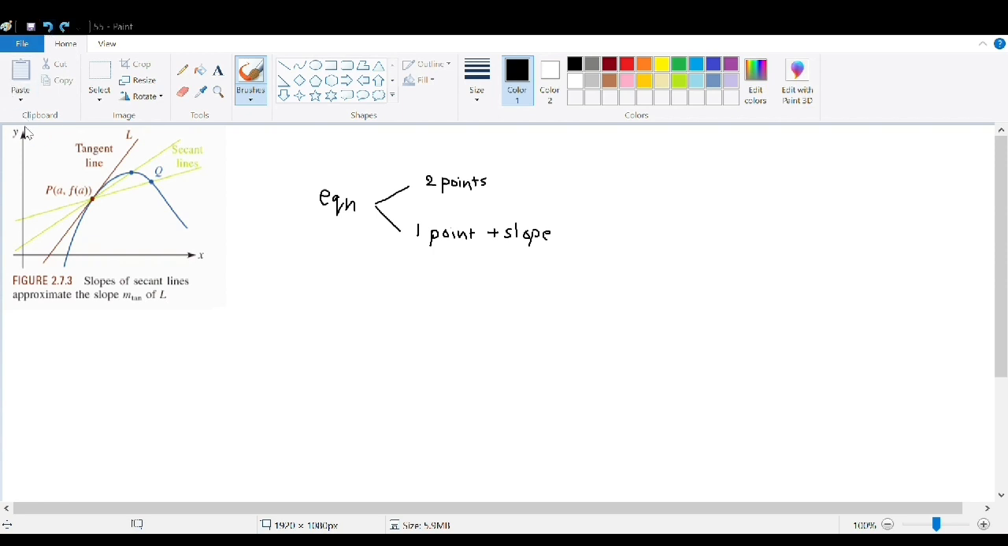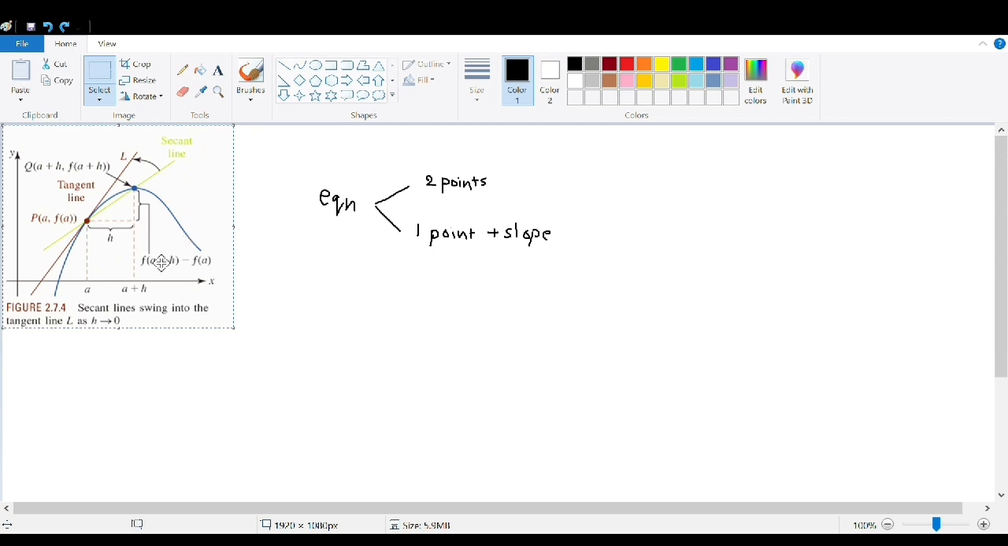And this Q is at the point (a plus h, f(a plus h)). So the green line, we call the secant line. It cuts the graph at the point P, (a, f(a)), and at the point Q, where Q is (a plus h, f(a plus h)). So at the point P we have (a, f(a)), and at Q we have (a plus h, f(a plus h)).